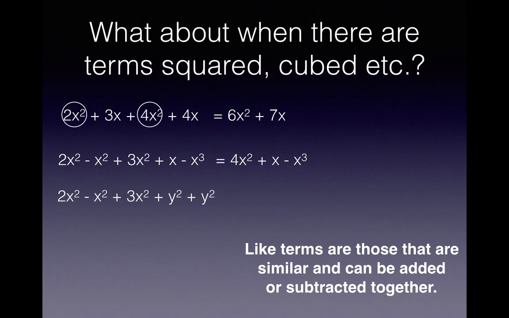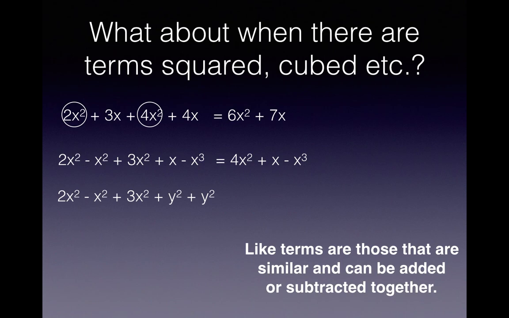All right, so I've got x squareds and I've got y squareds. So those are the only 2 different terms. Okay, 2x squared minus x squared plus 3x squared. I have 2 square xylophones. I owe 1 square xylophone. And I have a further 3 square xylophones. So I definitely have 4 square xylophones.